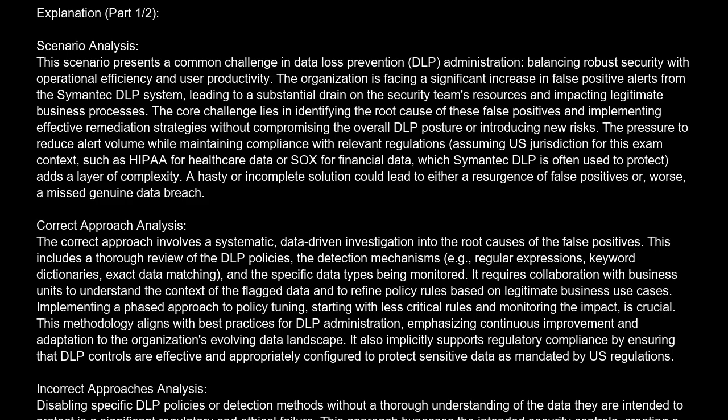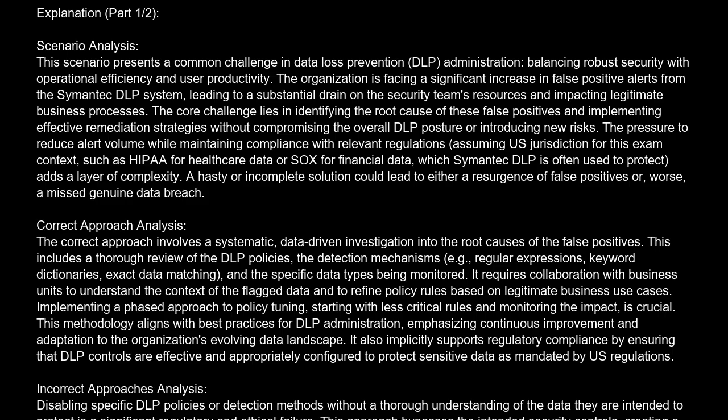Incorrect approaches analysis. Disabling specific DLP policies or detection methods without a thorough understanding of the data they are intended to protect is a significant regulatory and ethical failure. This approach bypasses the intended security controls, creating a blind spot that could allow sensitive data to be exfiltrated or misused, leading to violations of data privacy laws and industry-specific regulations. It represents a failure to uphold the organization's responsibility to protect sensitive information.